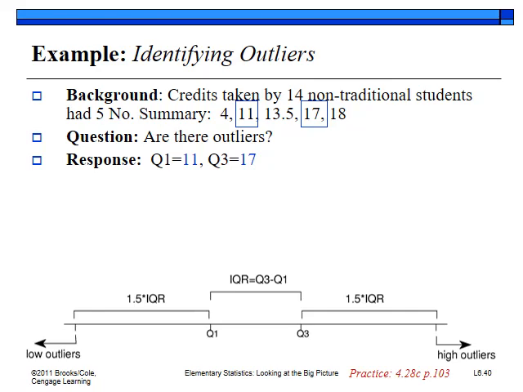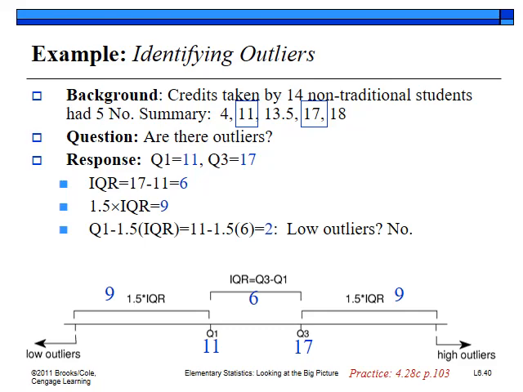Well, the first thing to do is to compute the interquartile range. To do that, we need to identify Q1 and Q3, which we have. We subtract them to get 6. So our interquartile range is 6. Next, we multiply the interquartile range by 1.5, which gives us 9. So we want to go 9 above 17, that's Q3. We want to go 9 below 11, which is Q1.